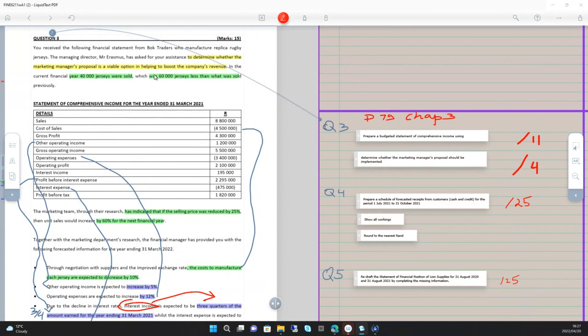Look also at the introduction to determine whether the marketing manager's proposal is a viable option in helping to boost the company's revenue. In the current financial year, 40,000 jerseys were sold, which was 60,000 jerseys less than what was sold previously. And it says the current financial year. Just make sure that what belongs to the current financial year, you don't involve it into the future.